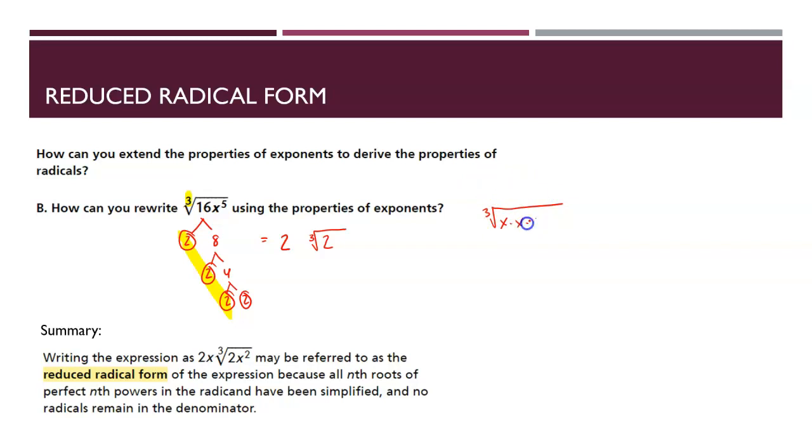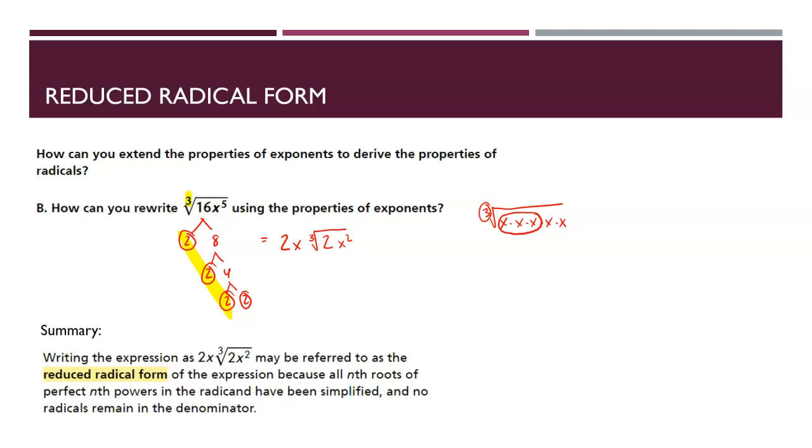X to the 5th means that we have 5 x's being multiplied times each other. So remember what this rule is saying is that they can leave the radical as long as they go in groups of 3, including variables. So that group of 3 x's get to come out as a single x. And we're left with 2 x's underneath the radical, so that would be x squared.